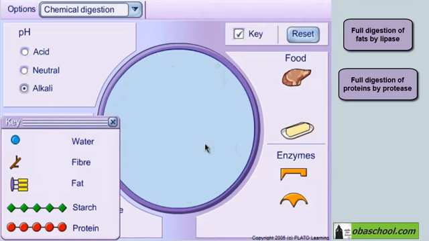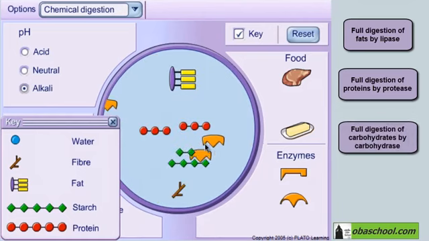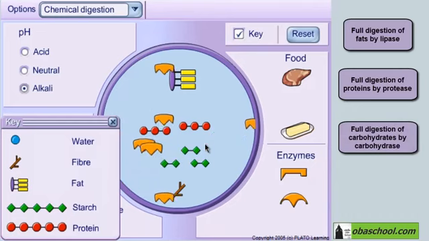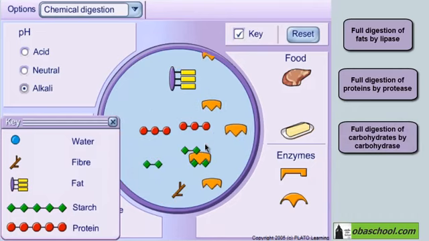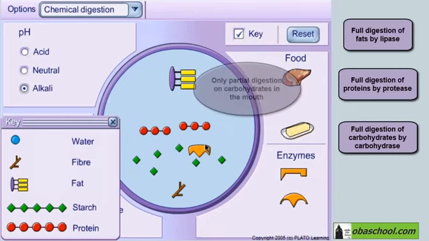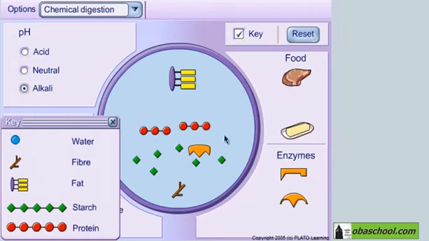Carbohydrates is added, and what is it going to digest? It is going to digest the carbohydrates, and this time it's going to digest them fully into their individual monosaccharide units. Unlike in the mouth, where carbohydrates were not fully digested into monosaccharides, they were broken down, for example, into disaccharides. So this is the digestion of bread in the small intestine.